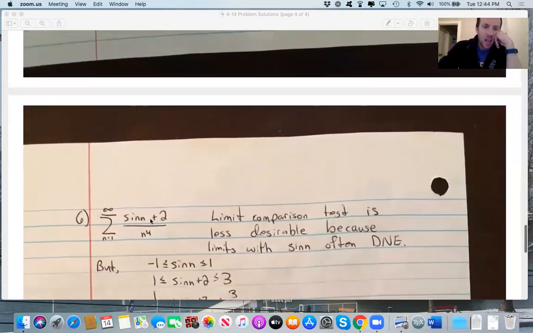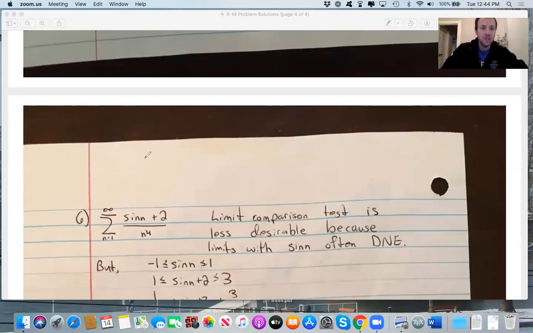So sine n plus 2 over n to the fourth. One kind of fact that you'll find out if you try it, but I'll tell you this is sort of what happens. The limit comparison test is tough to use with trig functions because when you take limits with trig functions, limits often don't exist.